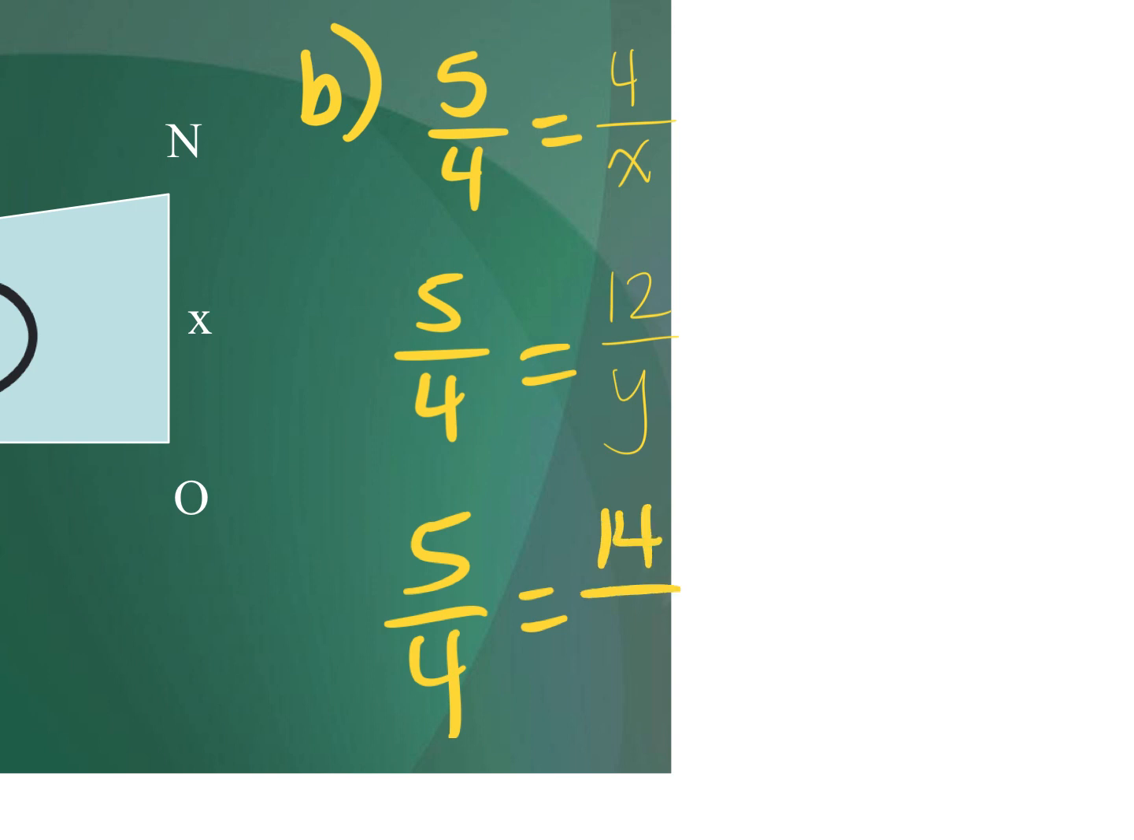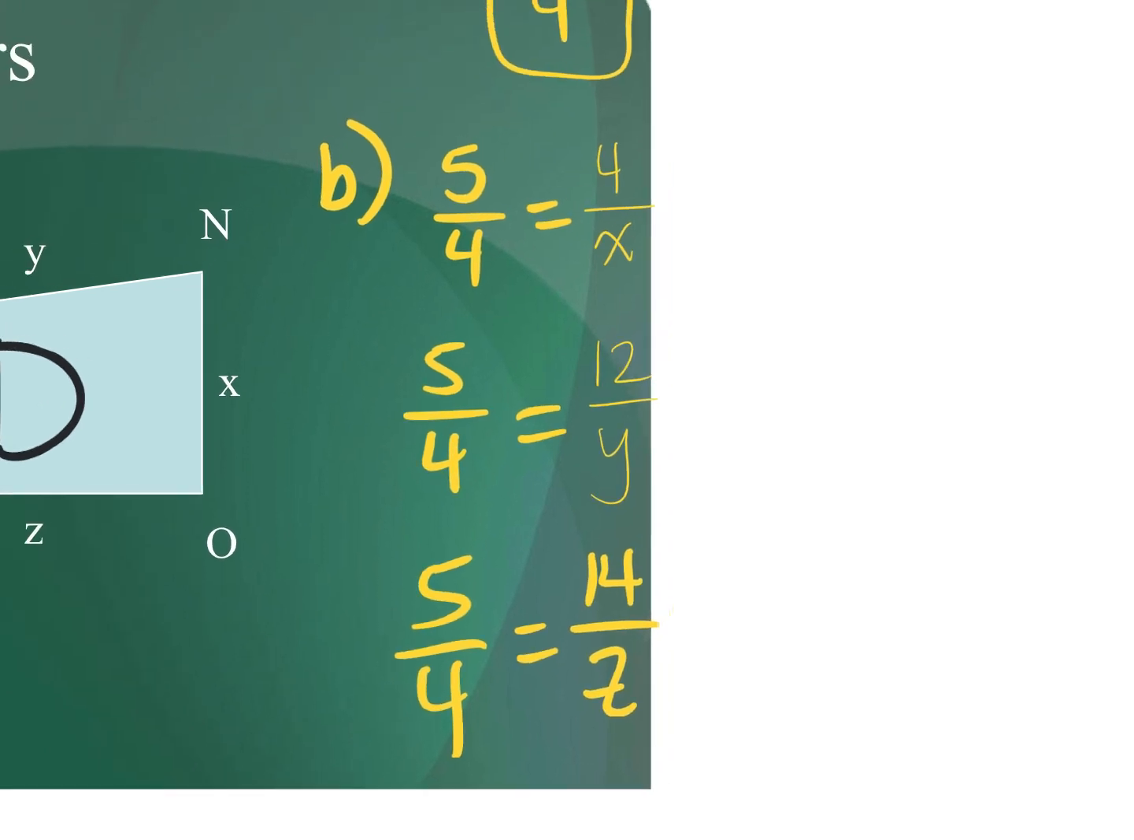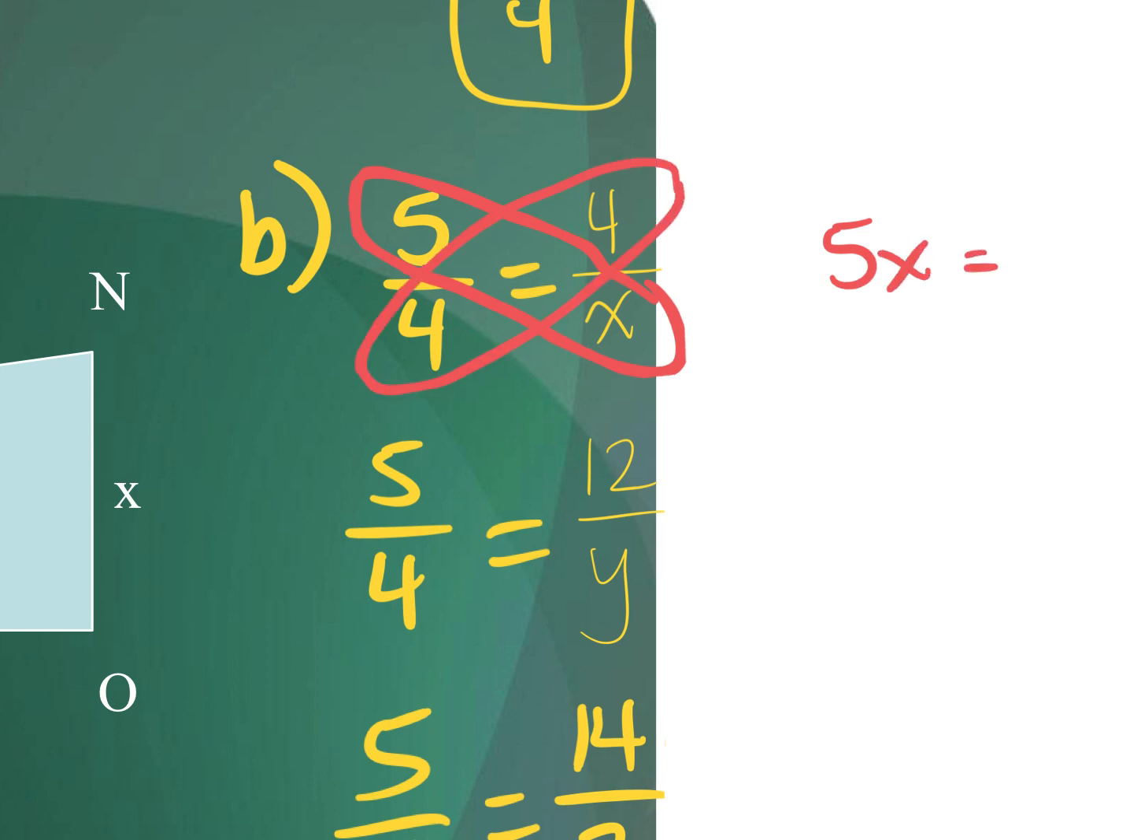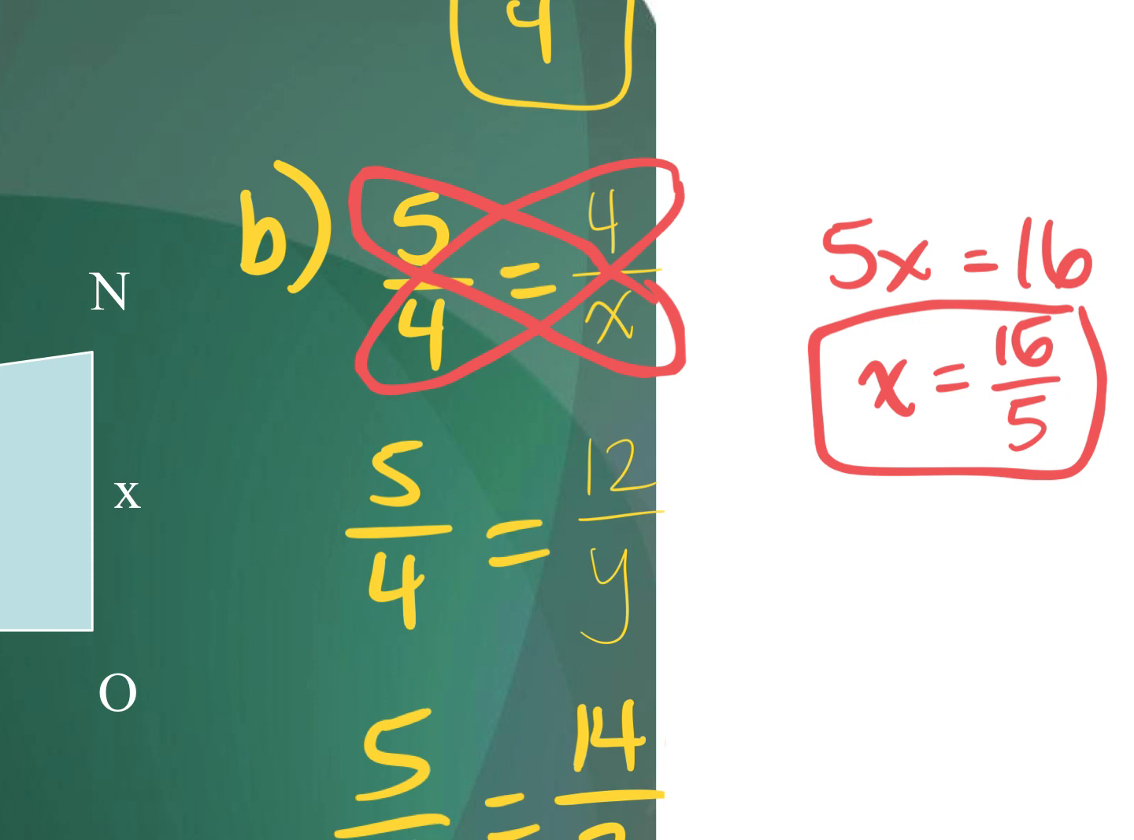14 over Z. So now comes into play what we did in the warm-up. Do you guys remember the warm-up? How do we solve these guys? Cross multiply and divide. So we're going to take 5 times x, which will give me 5x, and we're going to set that equal to 4 times 4, which is 16. How do you solve for x? Divide by 5, so x is equal to 16 over 5. And guess what, guys? It doesn't simplify. That's our answer. You can leave it just like that.